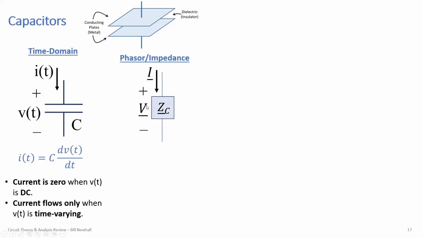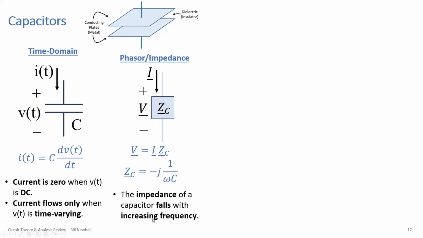Using phasors and impedance, if you have phasor voltage and phasor current, then we define that component not with capacitance, but with an impedance, Z sub C. The impedance of that capacitor is minus j times 1 over omega C. C is the capacitance. Omega is the angular frequency of a sinusoid. Usually we're working with sinusoids here. And V equals IZ, which looks like Ohm's law.